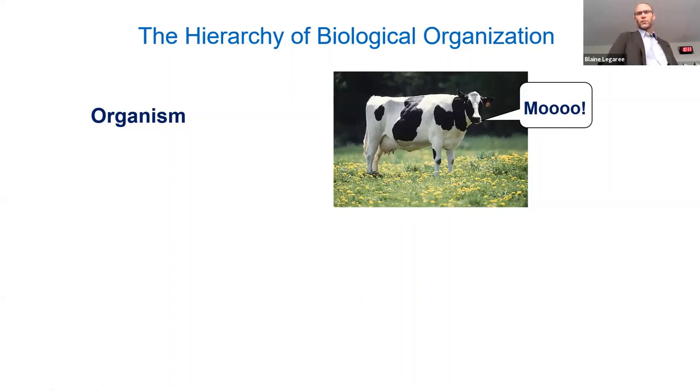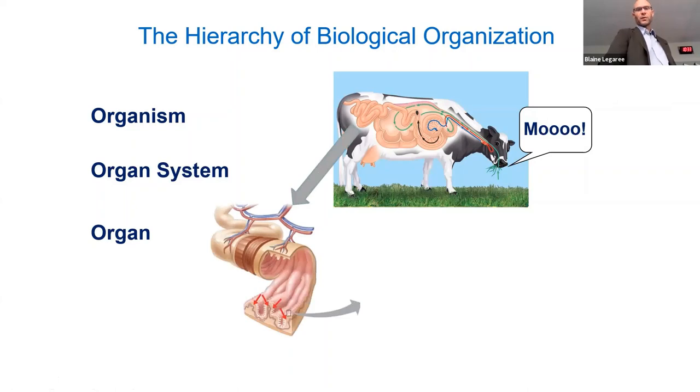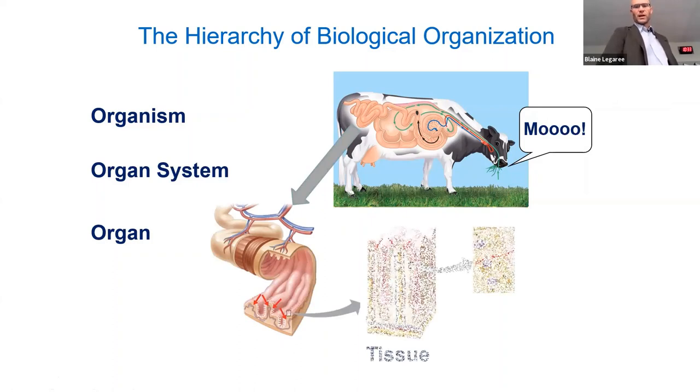You can look at biology from the larger level. We could go much bigger than this. We could talk about ecosystems and populations and the biosphere. We're really mostly in this class focusing on the organism level. So if you look at an organism, there's a cow. Cow says moo. Cow is going to have organ systems. Those organ systems are going to be made of organs. So in this case, you can see we're looking at a digestive system, which in a cow's case includes four stomachs and intestines, and of course the mouth and esophagus.